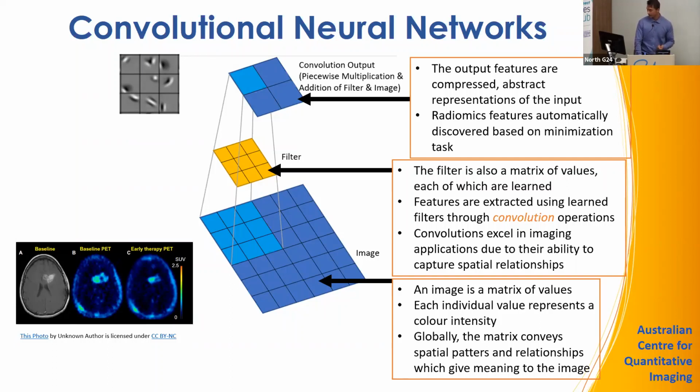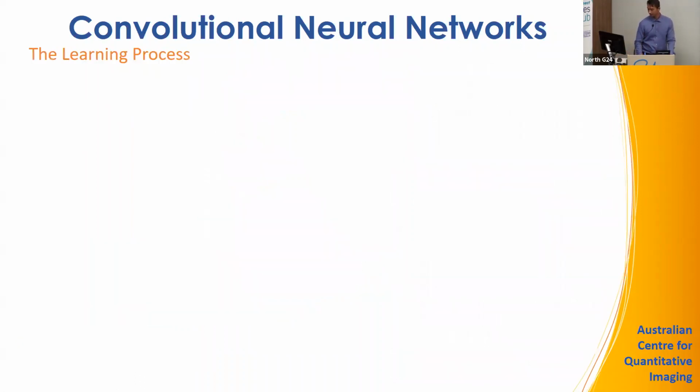And this is how radiomics features are actually automatically discovered using convolutional neural networks. So based on your minimization task, the neural network will iteratively update in such a way that it will extract the appropriate features to achieve that particular radiomics task. And on the left-hand side here, I've depicted what a filter, a convolution output may look like. It's quite unintelligible to the human eye, but to the network, it contains very important information.